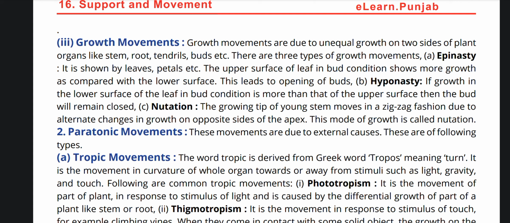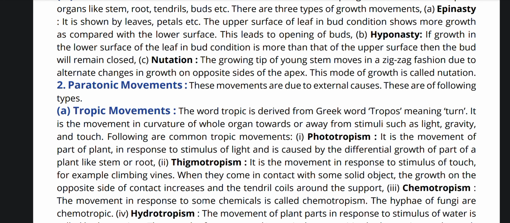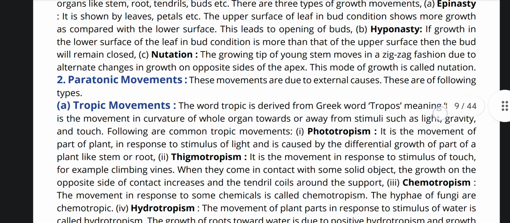B. Hyponasty. If the growth in the lower surface of the leaf in bud condition is more than that of the upper surface, then the bud will remain closed. C. Nutation. The growing tip of young stem moves in a zigzag fashion due to alternate changes in growth on opposite sides of the apex. This mode of growth is called nutation.